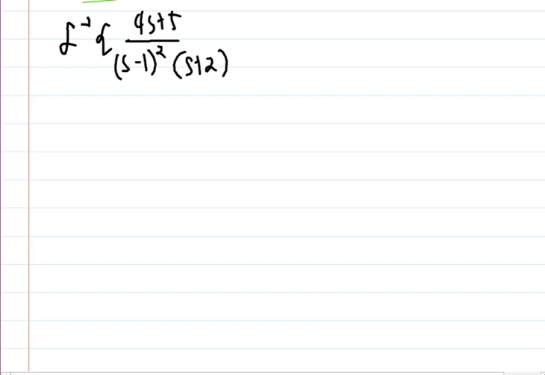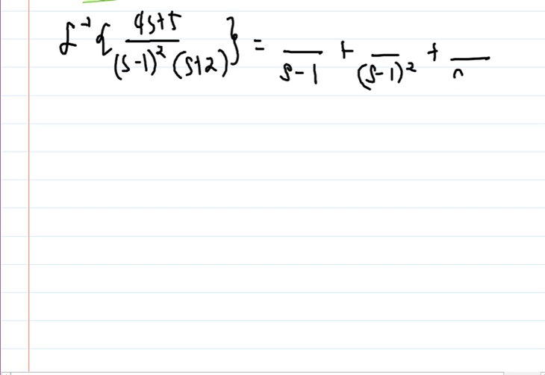Okay, so we need to decompose our equation. Since we have a repeated linear factor, first we have the linear form A over s minus 1, plus B over (s minus 1) squared, plus another factor, C over s plus 2. They are all linear, so the numerators will just be constants: we have A, B, and C. And we are going to perform the operation.